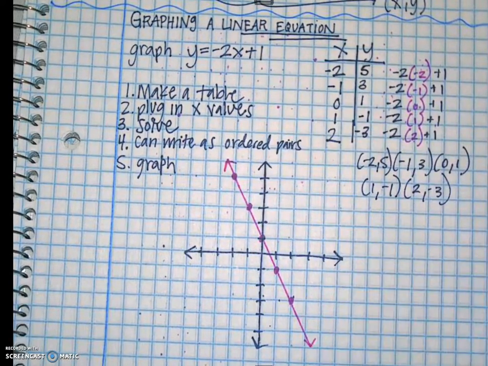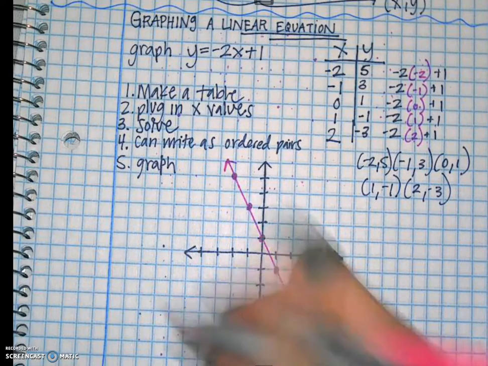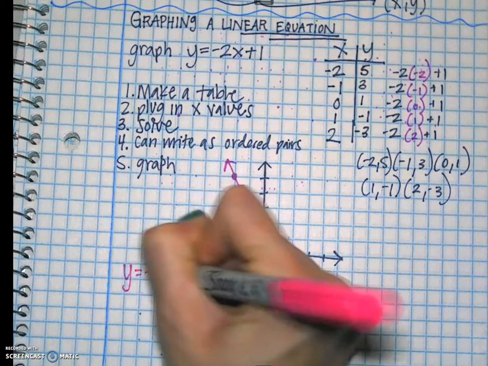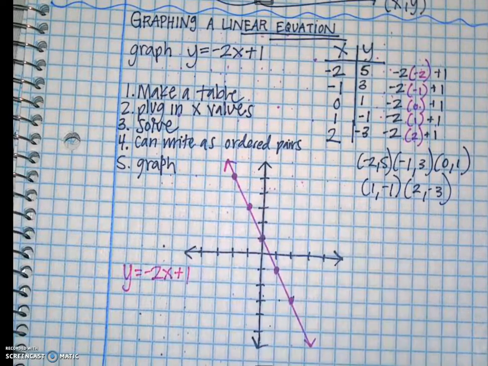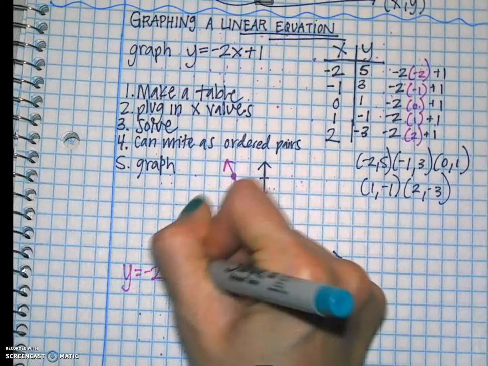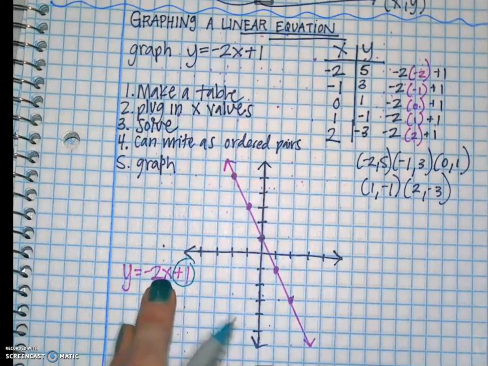And right there, I graphed my equation. Now, I just want to give you guys a reminder. So, y equals negative 2x plus 1. Okay? So, the first thing I want to talk about is your y-intercept. If you guys remember, that second number is your y-intercept. That means when x is 0.